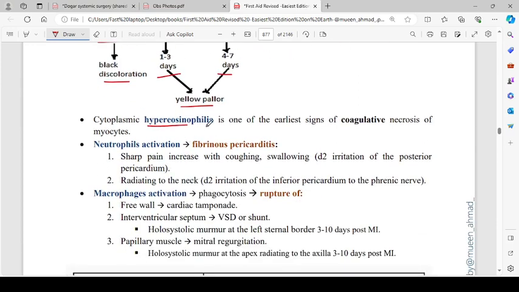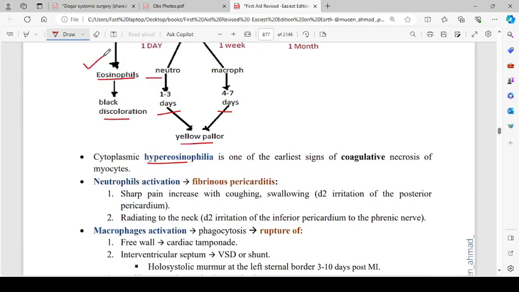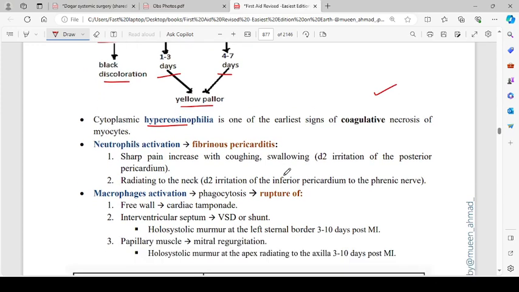Cytoplasmic hypereosinophilia, it is not eosinophils, it is eosinophilia of the cytoplasm, is one of the earliest signs of coagulative necrosis of the myocytes. Neutrophilic activation will lead to fibrinous pericarditis. This happens in 1 to 3 days of myocardial infarction.